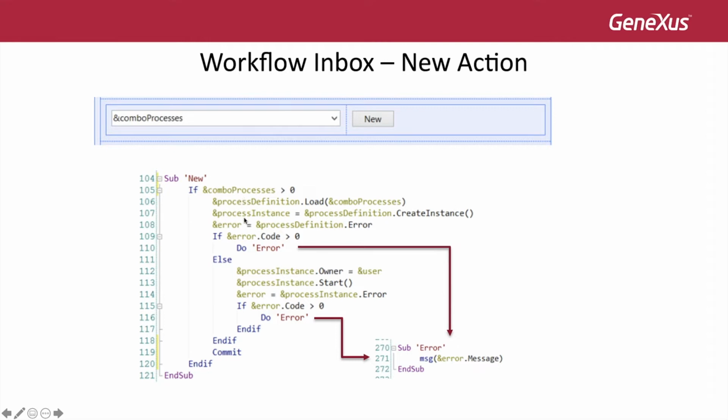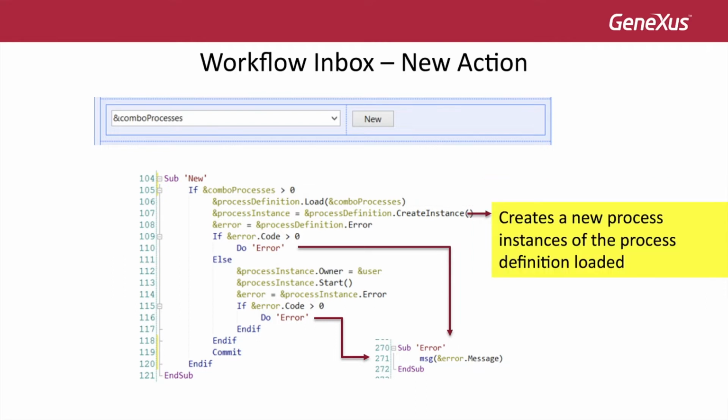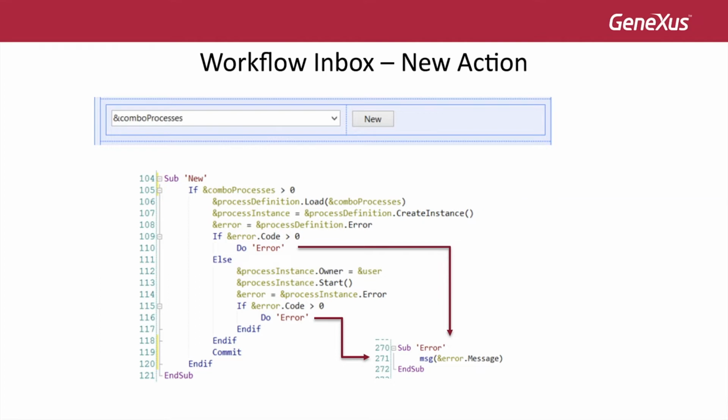After it has selected the process definition data type, we are going to use the method createInstance of this process definition. This method will create a new process instance, and that will be assigned to the workflow process instance data type variable. It's very important to check if there's an error every time we execute a method, to control the errors and take actions in case of error.